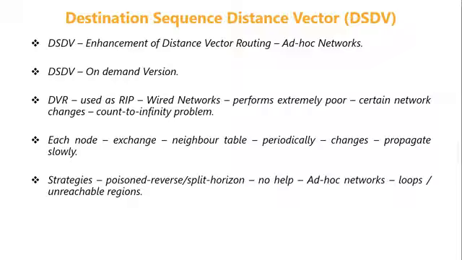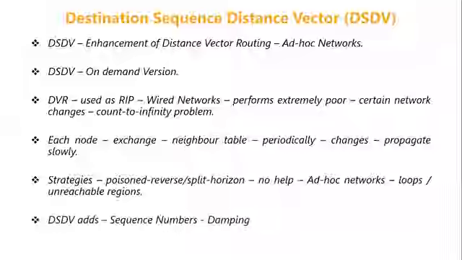So DSDV basically adds two things to the existing distance vector routing algorithm. These are sequence numbers and damping. So they add two new things to the existing distance vector routing algorithm. Let us see what they are. First, the sequence number.